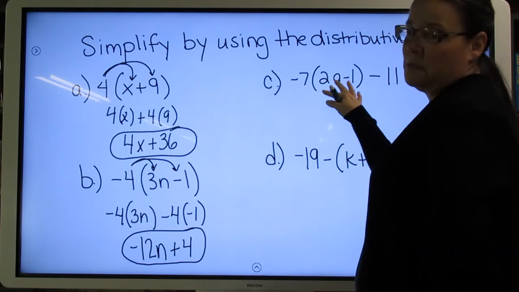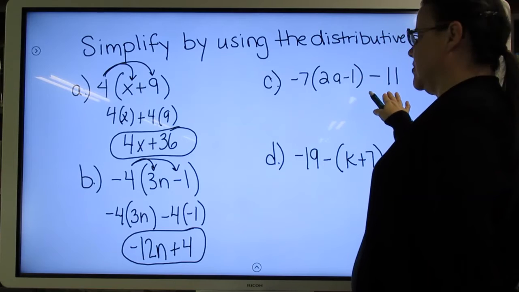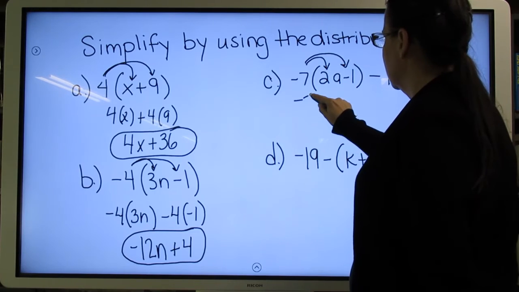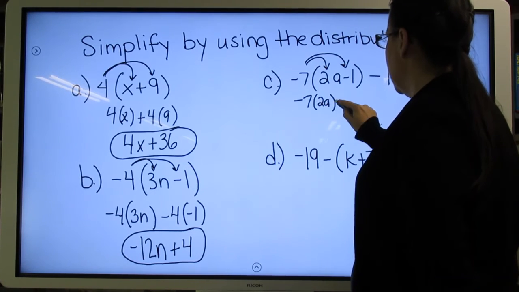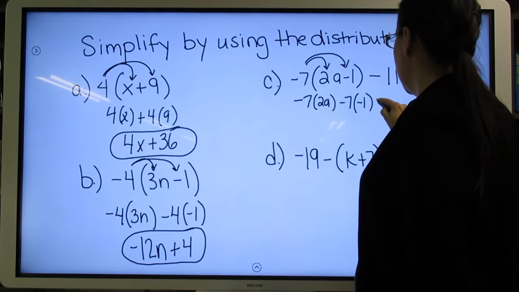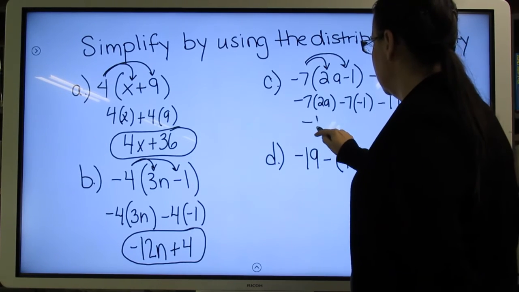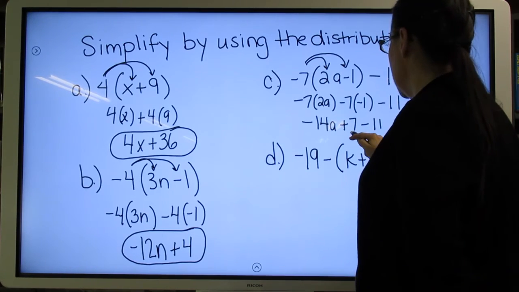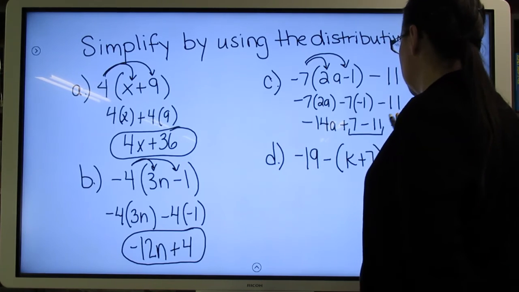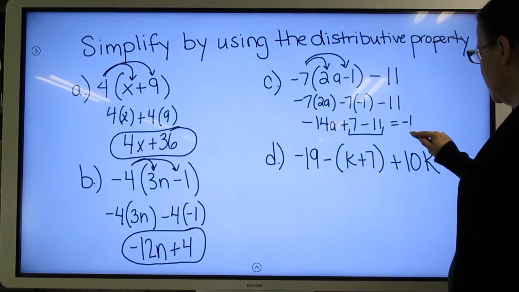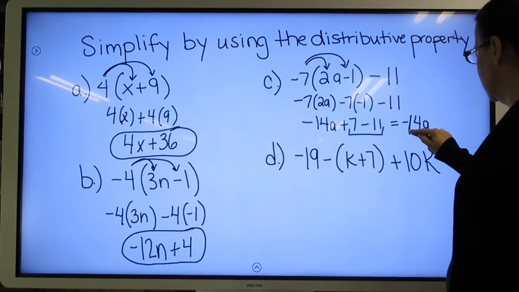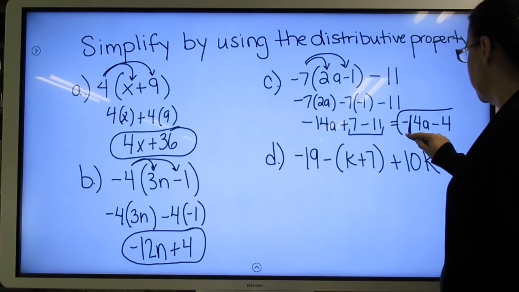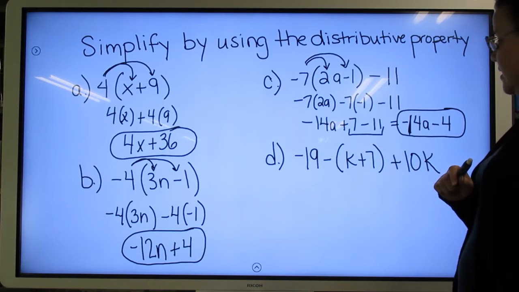And then here we have a couple things happening. We have to distribute, and then we have to subtract that 11. So let's see what we have here. Negative 7 times 2a, negative 7 times negative 1, minus 11. And I get negative 14a plus 7 minus 11. And I can combine these two. I'm going to write it over here because I'm running out of room. I would get negative 14a, and then negative 4, because 7 minus 11 is negative 4.